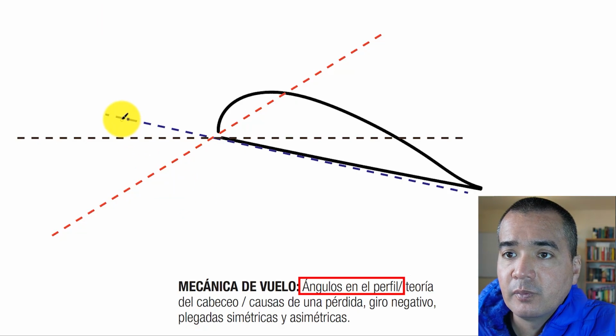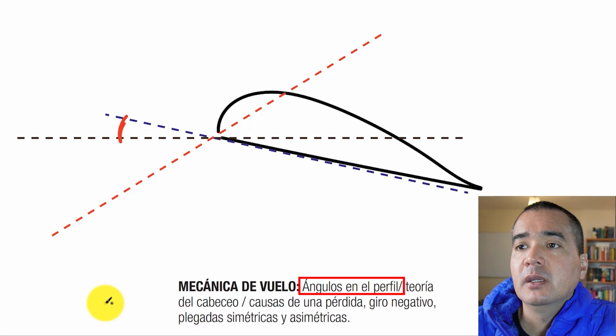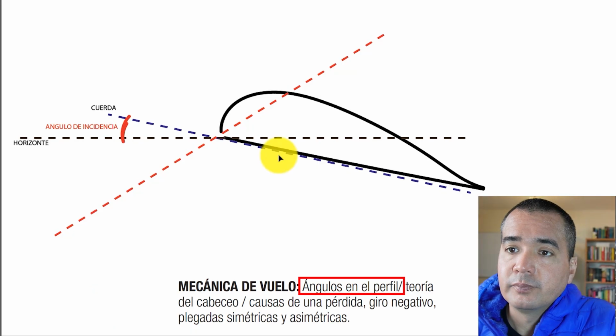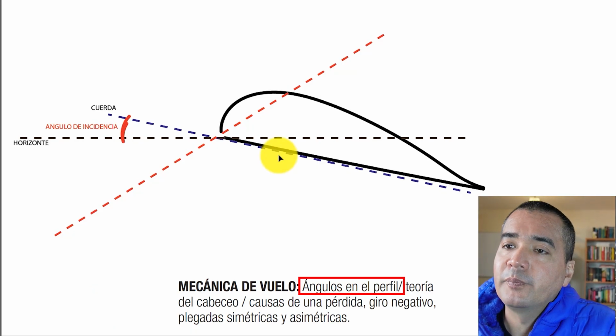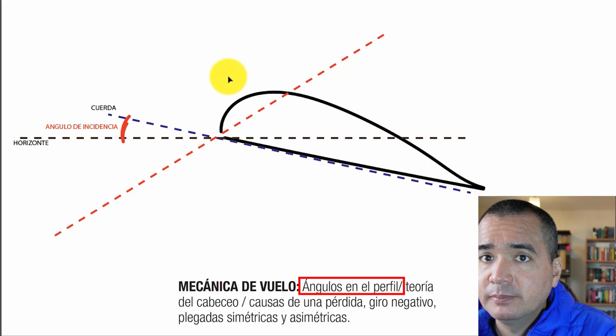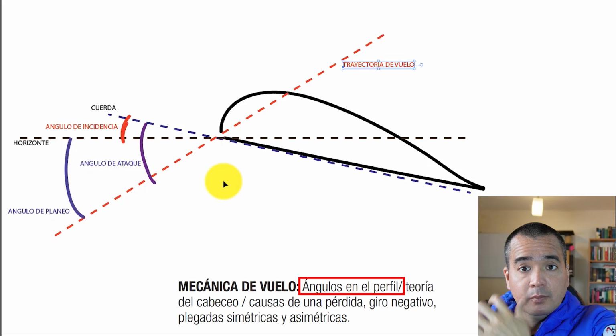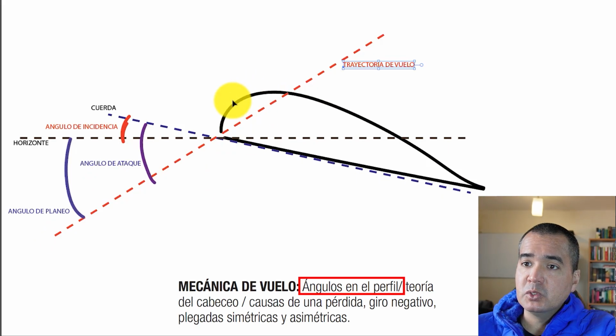The first one, formed between the aerodynamic chord and the horizontal line, the horizon, is called the angle of incidence. Then the angle formed between the chord and the flight path is called the angle of attack. And finally, the angle formed between the horizon and the flight path is called the glide angle.